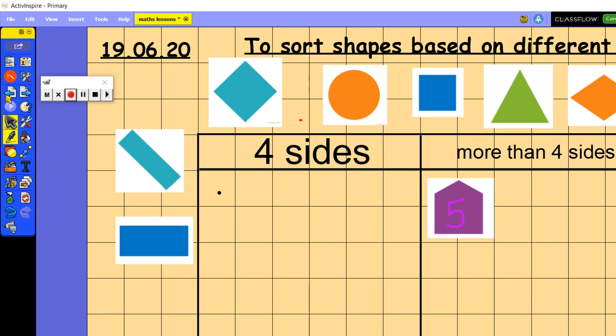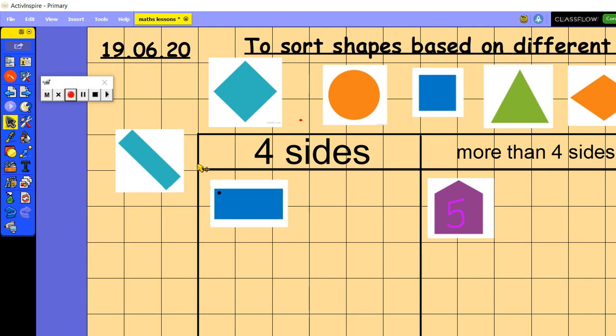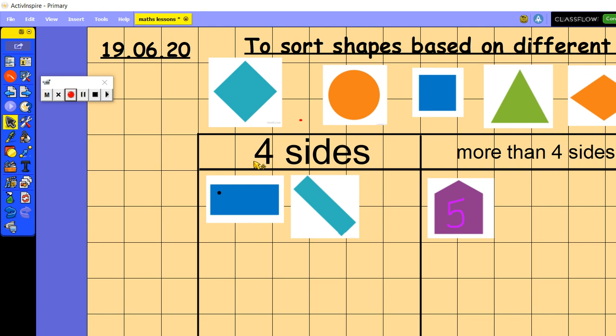So let's have a look at the next shape. We've got a rectangle here, so it's got 1, 2, 3, 4. So in fact, that one can go into my 4-sided shape. Okay, let's have a look at the next one. It's another rectangle, it's just slightly narrower. So it's got 4 sides, 1, 2, 3, 4. So I'm going to slide that one into there.